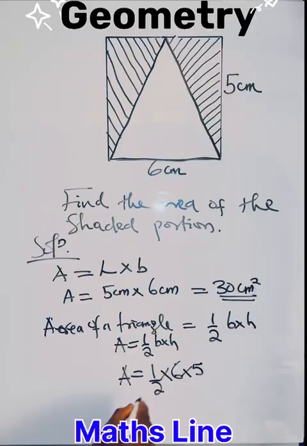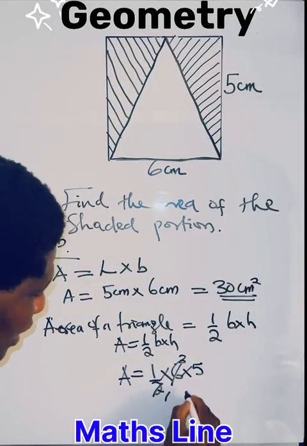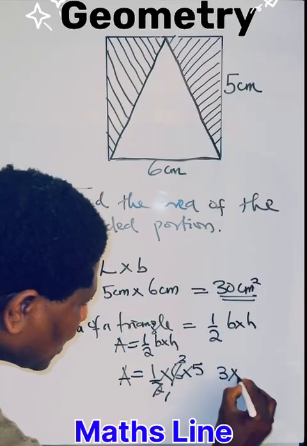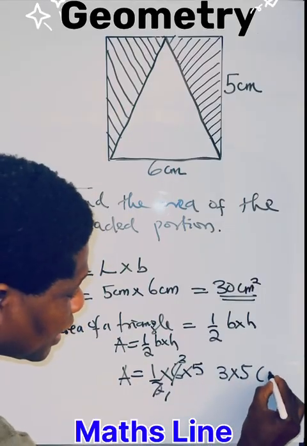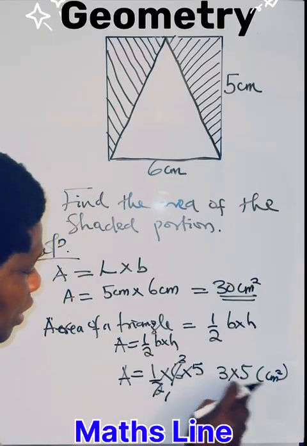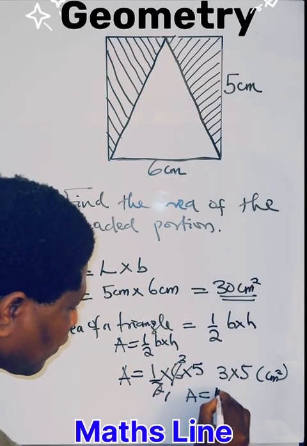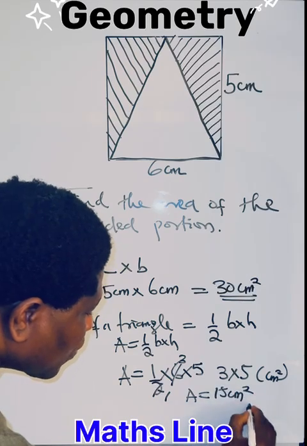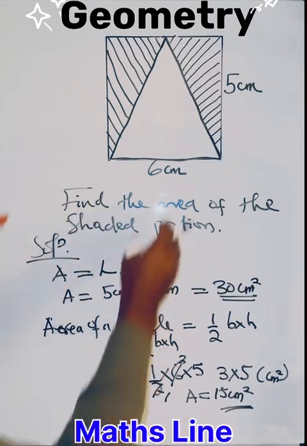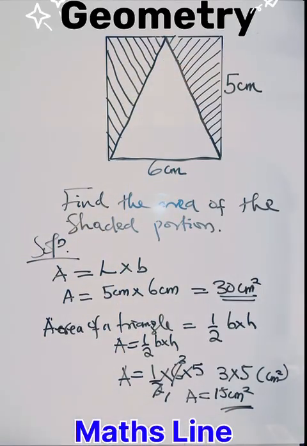So if we do this, 2 into this is 1 and 2 into this is 3. So that means that we have 3 times 5. Don't forget, everything here is in cm, so cm times cm will give you cm squared. So if we multiply this together, it will give us A is equal to 15 cm squared, which means that the area of the shaded portion, which is what you have here, is 15 cm squared.